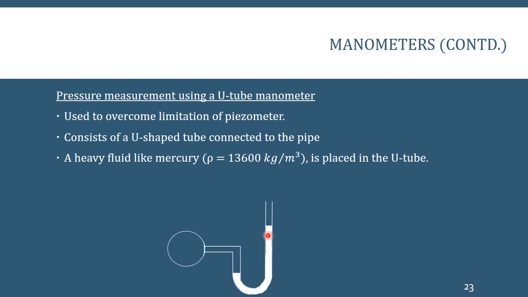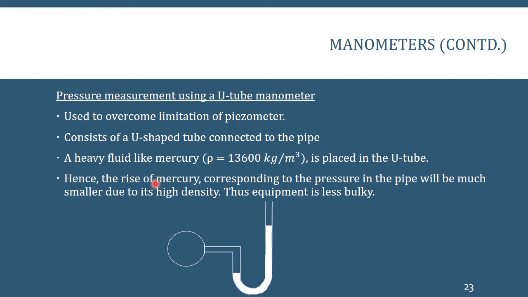Because mercury has very high density, the h through which mercury is going to rise is going to be very less because rho is very, very high. It has to rise only 13.6 times lesser than how much water has to rise. And so this will make the equipment like a U-tube manometer a much more practical and less bulky equipment. The rise of mercury corresponding to the pressure in the pipe will be much smaller due to its high density. Thus, the equipment becomes much less bulky.